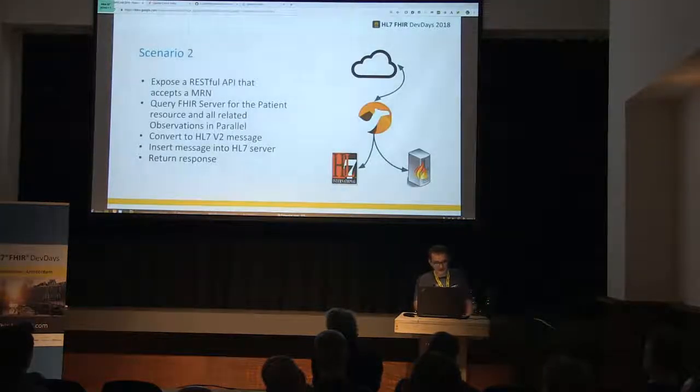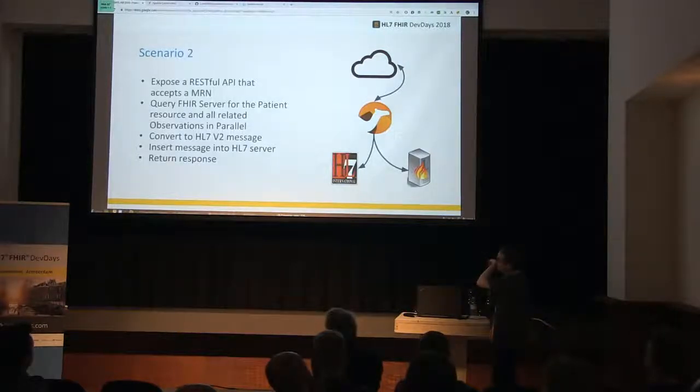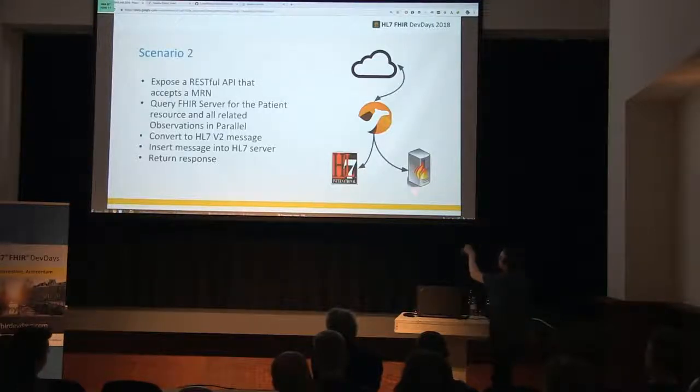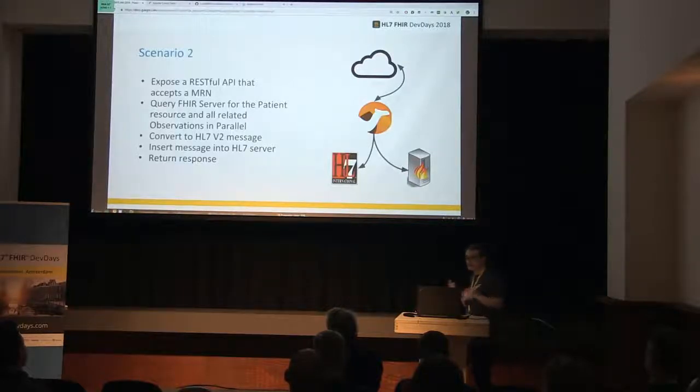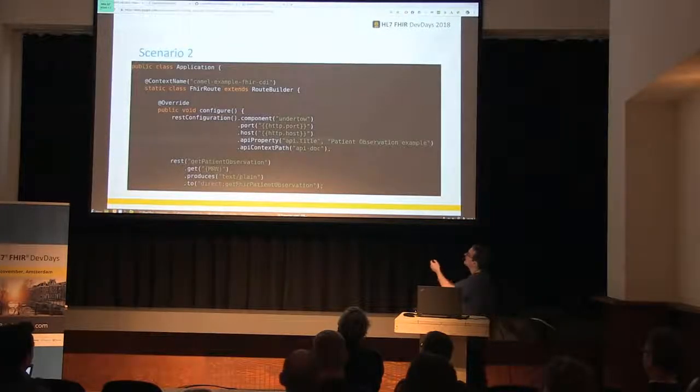All right, so our second scenario, right? Suppose you want to expose a RESTful API that's going to accept a medical record number, all right? And we're going to query the FHIR patient, and we want to insert that into our HL7 server. But we also want to query all observations related to that patient and bundle that into a single V2 message, right? Simple. Okay, so same construct.